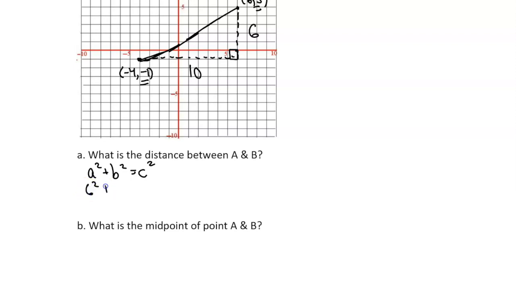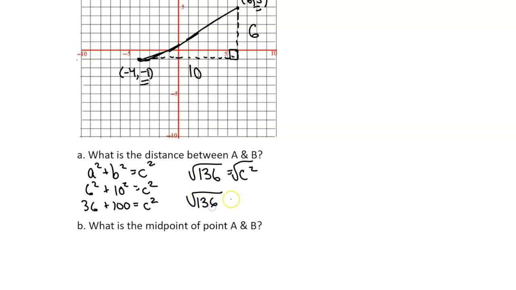So let's take a look at what we could say. 6 squared plus 10 squared is going to equal c squared. So 36 plus 100 is going to equal c squared. And then based off of that, we can put everything together. We could say 136 is equal to c squared. So if we want to find out just what c is, we can square root both sides, and say that the square root of 136 is equal to c.